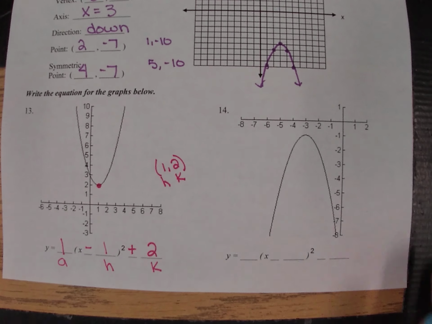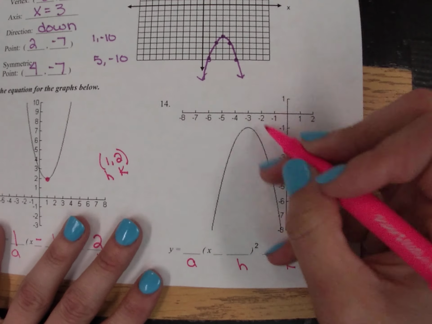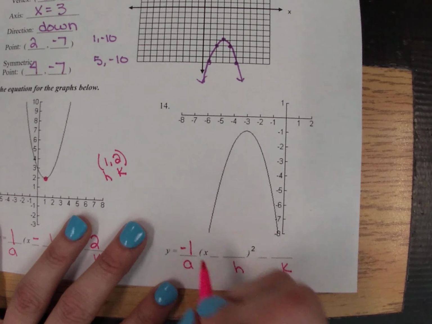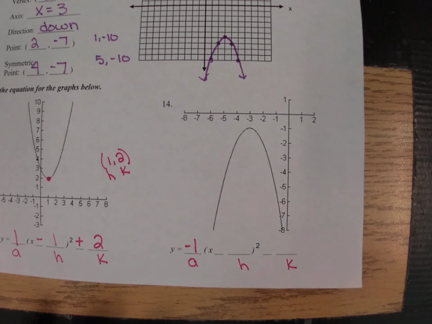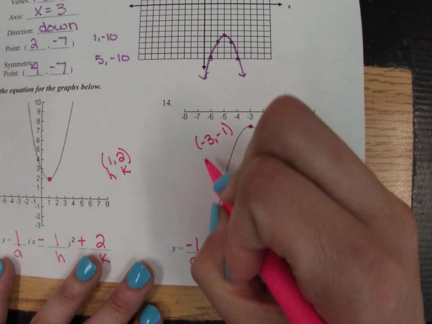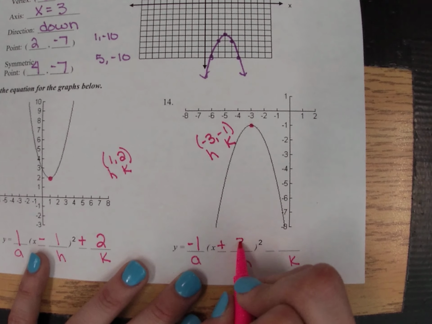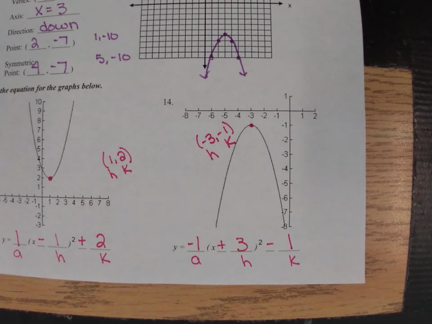So number 14, if we do that same idea, we're filling in a, h, and k. This parabola opens down, so our a is going to be -1. This point is -3, -1. So this ends up looking the opposite, so a +3 and a -1.